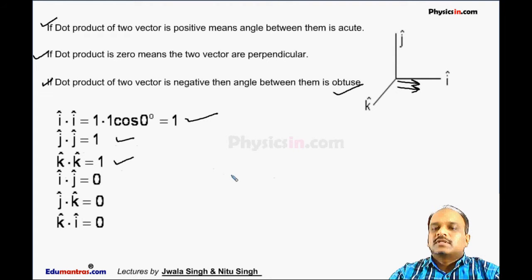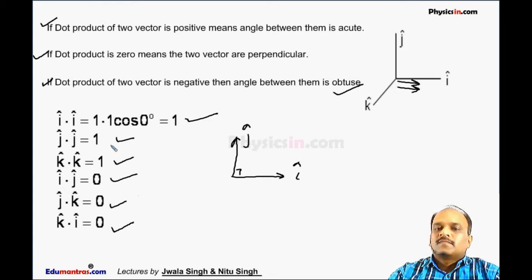But I dot J, this is I cap and this is J cap. As we know, the angle between I cap and J cap is 90 degrees. So mod of I cap is 1, mod of J cap is 1, but cos 90 is 0. So I cap dot J cap is 0. So J dot K is also 0 and K cap dot I cap is also 0.